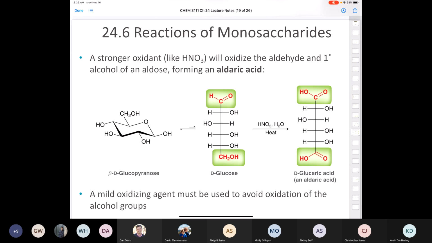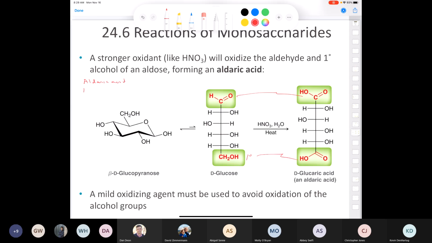We already talked about the oxidation to an aldonic acid using bromine and water at a pH of 6. If you use a stronger oxidant like nitric acid, it's going to oxidize the aldehyde and the primary alcohol. Remember, all of these are secondary alcohols here, so it's going to oxidize that and the primary alcohol of an aldose to form an aldaric acid. So you're going to oxidize again the aldehyde and the primary alcohol, and you form two carboxylic acids, and that's called an aldaric acid. The way that I remember aldonic acid, so you get aldonic acid, and then you have aldaric acid.